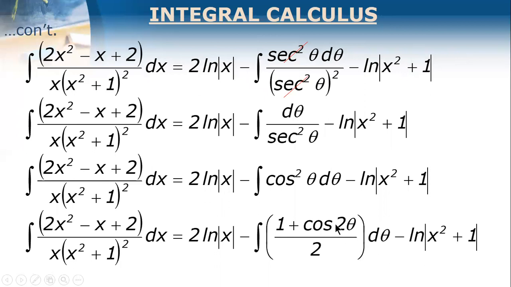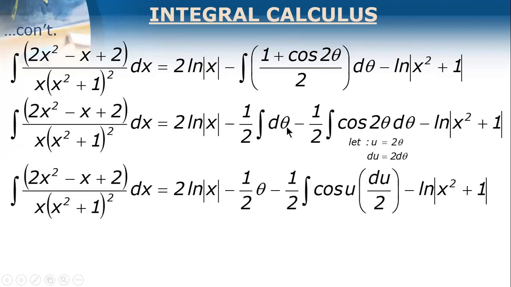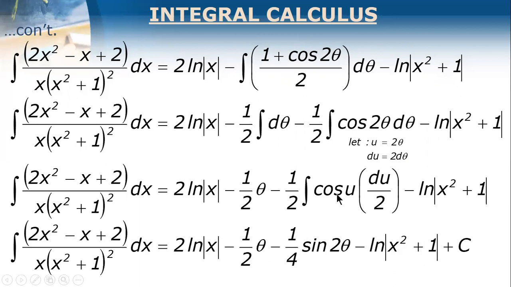So let's separate the two terms. Second term, this one: negative 1/2 d theta minus 1/2 integral of cosine 2 theta d theta. And u is 2 theta, du is 2 d theta. Integral of d theta is just theta. And then cosine u d theta is du over 2. So this 2 will be multiplied to 1/2, it becomes 1/4. Integral of cosine u is sine u, and with u equal to 2 theta, so it's sine of 2 theta.